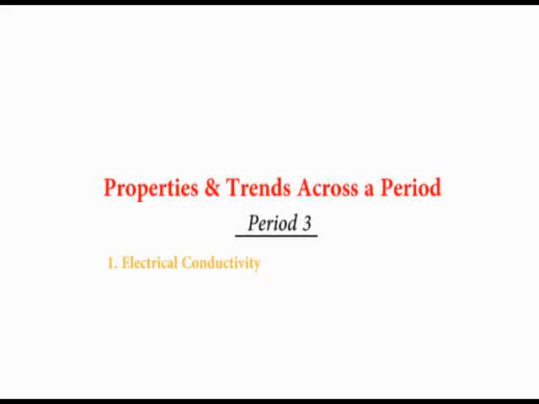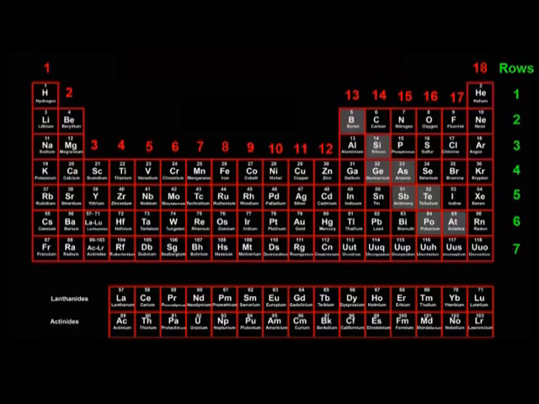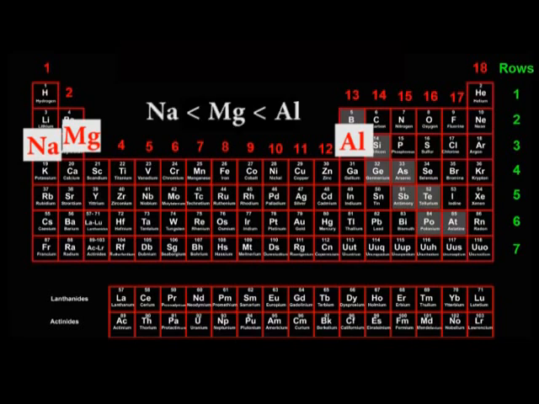Electrical conductivity. Sodium, magnesium, and aluminium have delocalized electrons in their structures. These delocalized electrons are responsible for the conduction of electricity. Conductivity increases with increase in the number of delocalized electrons, and therefore, aluminium with 3 delocalized electrons from each atom in the structure has the highest electrical conductivity.